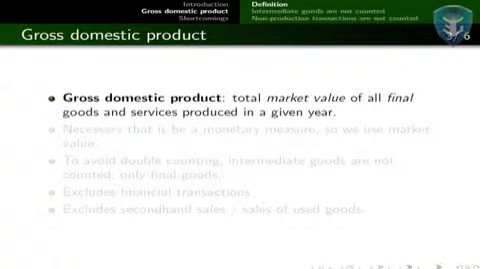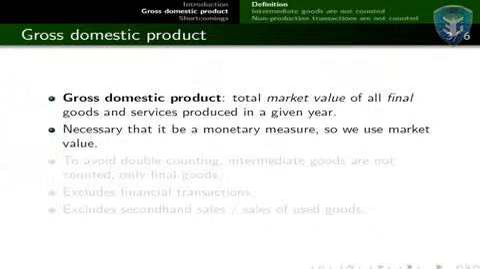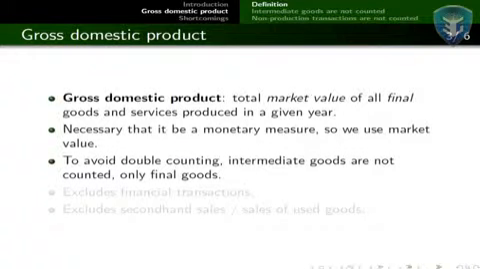This is the total market value of all final goods and services produced in a given year. It's necessary that we use a monetary measure because we're literally adding apples to oranges to tractors to computers, etc. So we use a market value. To avoid double counting, intermediate goods are not counted, only final goods. I'll explain why on the next slide.